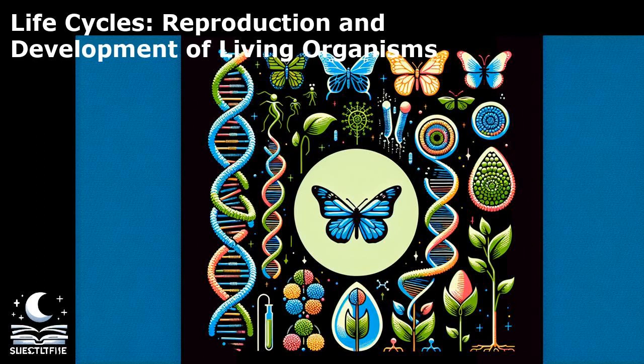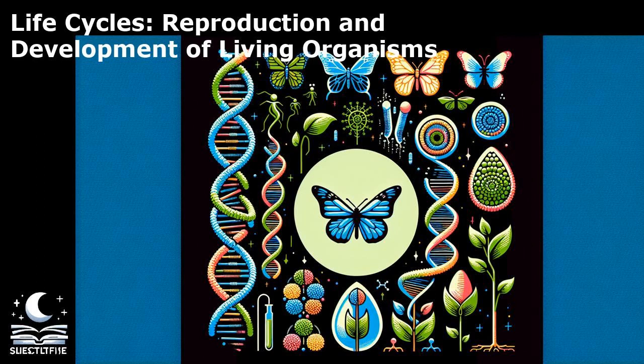There are two main types of reproduction in living organisms: asexual and sexual. Asexual reproduction involves the creation of offspring from a single parent, resulting in genetically identical individuals. This process is common in many plants and simple organisms like bacteria and fungi. On the other hand, sexual reproduction involves the fusion of specialized reproductive cells from two parents, leading to genetic diversity in offspring. This method is prevalent in most animals, including humans.